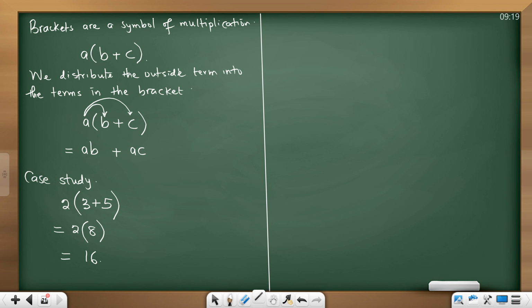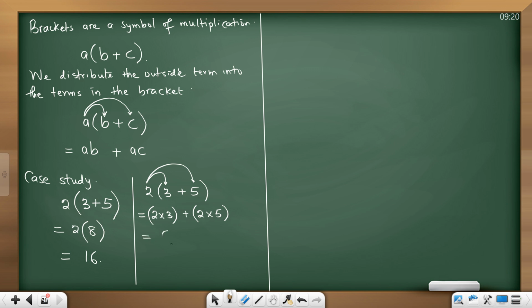Beautiful. Now, let's try to use this rule. Will it work? I have a 2 and I have a 3 plus 5. We distribute that in and we distribute that in. What will that be? That would be 2 times 3 plus 2 times 5. I hope it makes sense. And what is 2 times 3? 6. 2 times 5 would give us 10. What is 6 plus 10? That is 16.